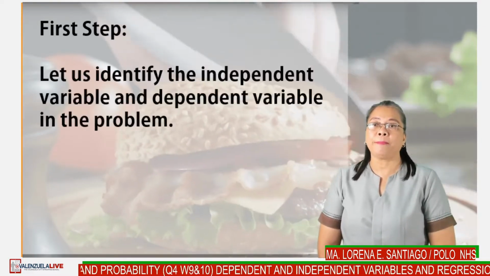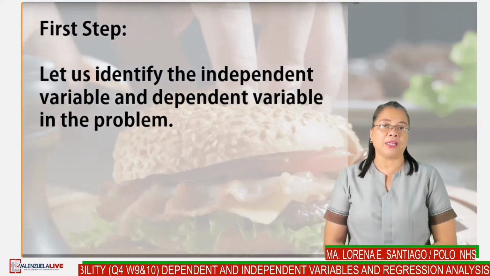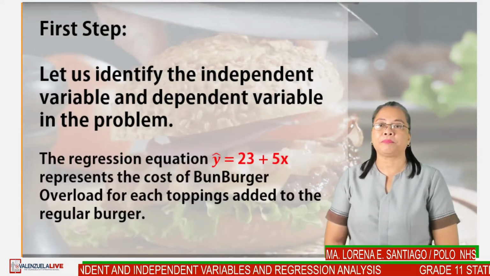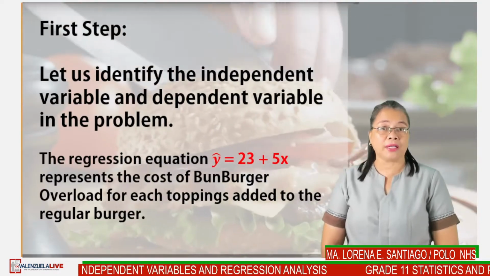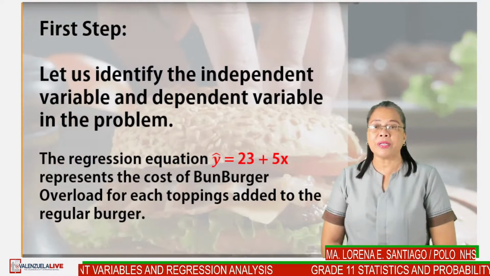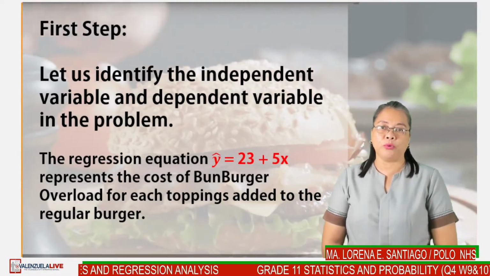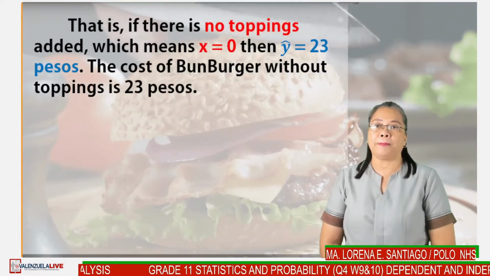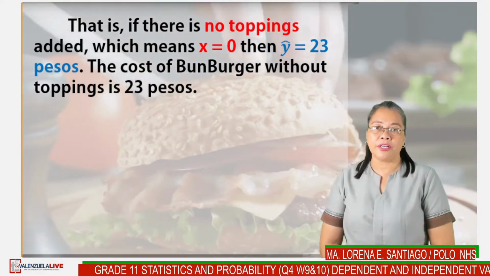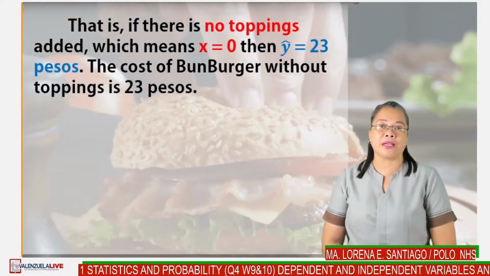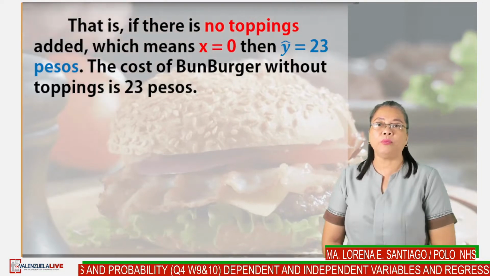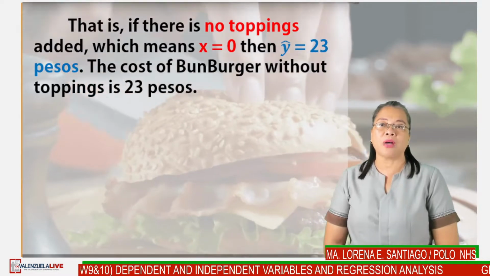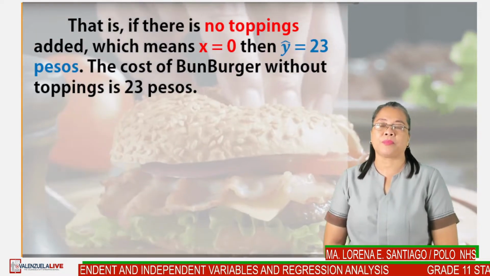Step 1. Let us first identify the independent variable and dependent variable in the problem. The regression equation y hat equals 23 plus 5x represents the cost of Bun Burger Overload for each topping added to the regular burger. Thus, if there are no toppings added, this means that x equals 0, so y hat will be equal to 23 pesos. It means that the cost of the bun burger without toppings is 23 pesos.